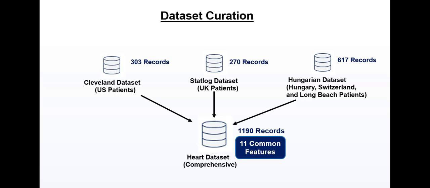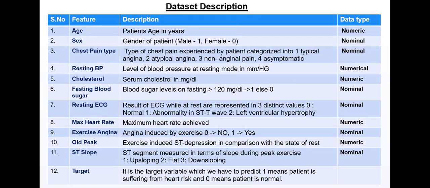Next we'll be discussing what are those 11 features which will be used by our machine learning models for doing the prediction task. These are the total 11 input features, independent features, and one is our target variable, which is the dependent variable. As we can see, age is our feature, which is in years, and it is numeric. Sex is generally the gender of the patient, male for 1, female for 0, and it is nominal.